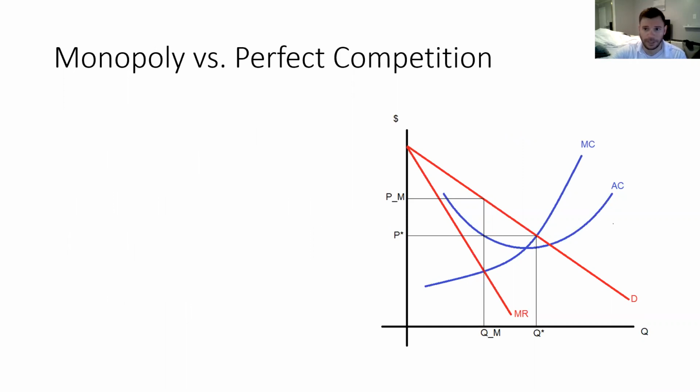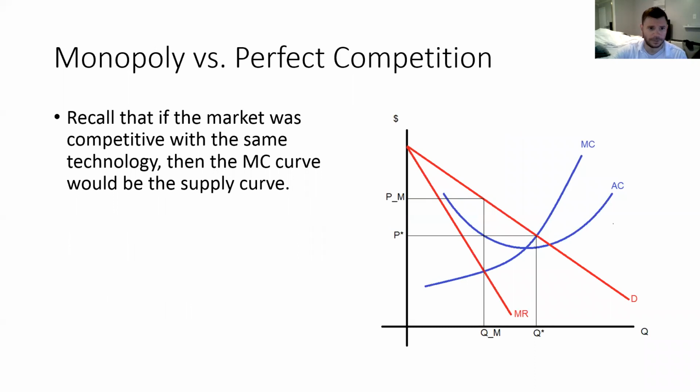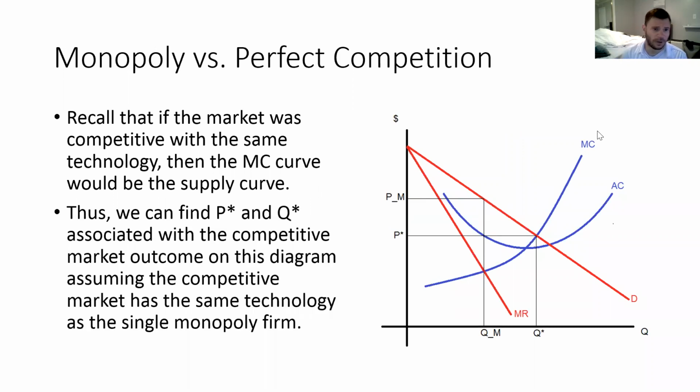Okay. So recall again that if the market was competitive with the exact same technology as the monopolist in total across all the competitive firms, then the MC curve would be the supply curve. So the final P and Q associated with the competitive market outcome is easily identifiable, and we can recognize here the source of the market failure stemming from this concentration of market power around the monopolist. And that is that the quantity of trade has dropped relative to Q star.